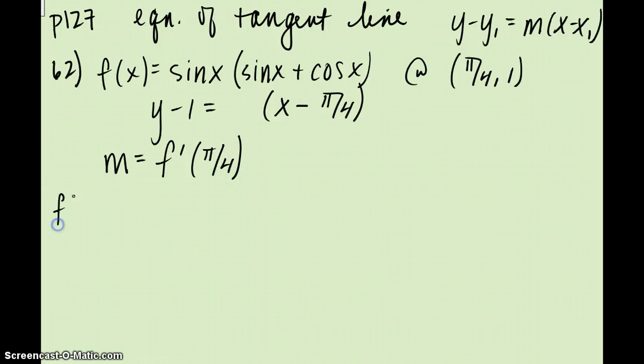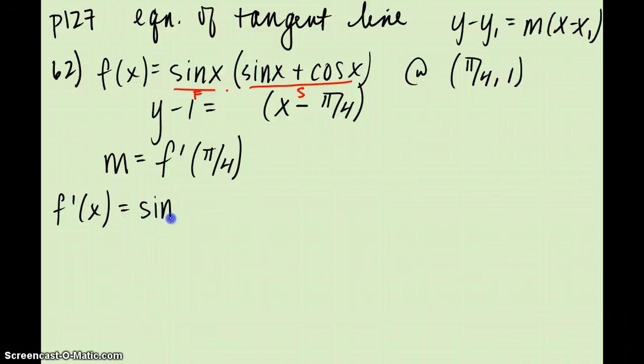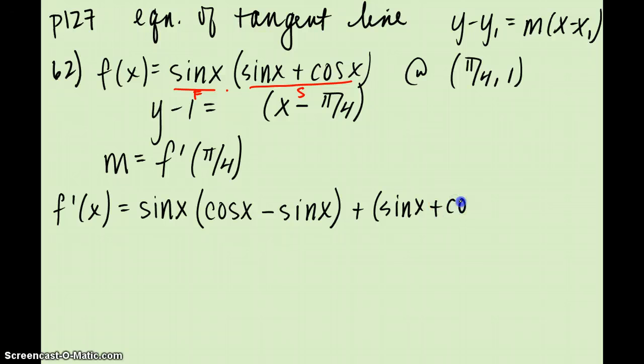So let's find the derivative of the function. Now I'm not going to distribute the sine because that's a different rule, and I'll explain that when we get to section 2.4. But I'm going to keep it as the product. First function times the derivative of the second function. Derivative of the second is cosine x minus sine x plus the second function times the derivative of the first function. Derivative of sine is positive cosine.